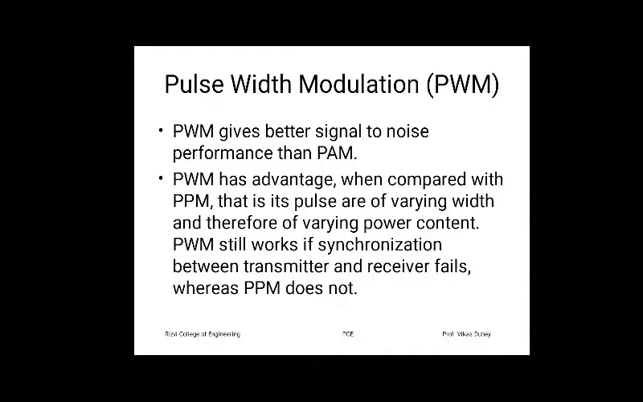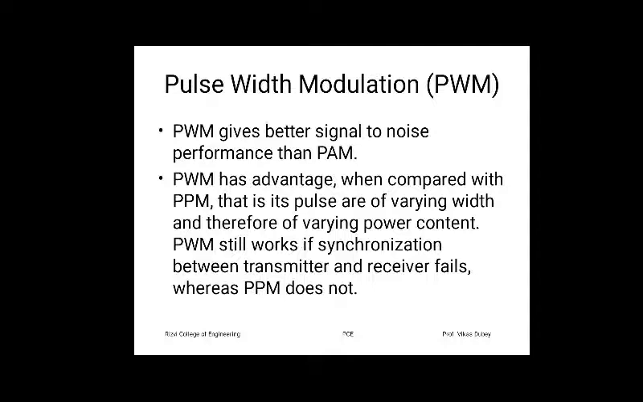Pulse width modulation has some advantages. PWM gives better signal to noise performance than PAM, because in PAM there is variation in amplitude, and noise mostly affects the amplitude of the signal. So PAM has a lower signal to noise ratio, because the signal is gradually degraded by the noise in PAM.